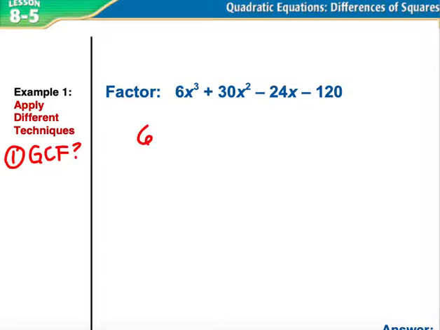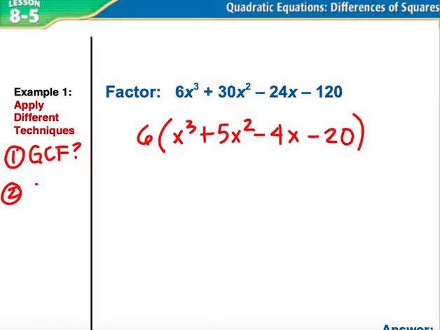I cannot get an x out of all of them, so I'm just going to factor out that greatest common factor of 6. What's left over would be x cubed plus 5x squared minus, if I factor the 6 out of negative 24x, that should be negative 4x minus 20. Awesome. All right, we got to keep factoring. Once again, you've got 4 terms here inside that parenthesis. Hopefully you remember that in order to factor something with 4 terms, we factor by grouping.